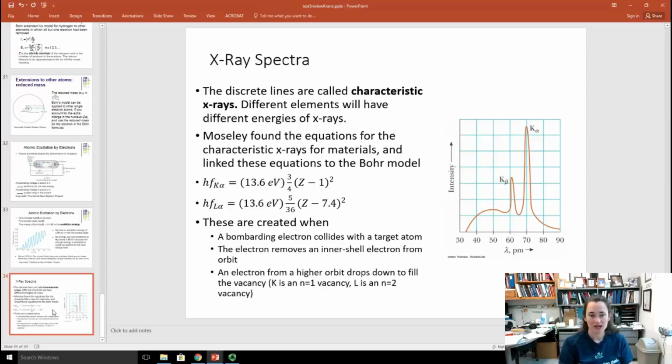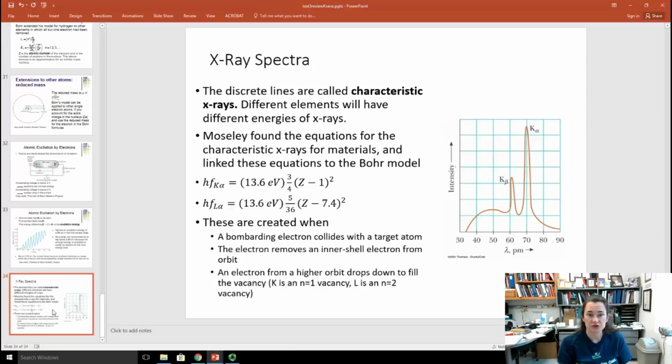Okay? Now the L alpha X-ray is when the electron that gets knocked loose is the n equal to 2 state. And then an electron falls from n equal to 3 to n equal to 2 to fill that vacancy. That's L alpha. Okay, so that's the nomenclature.